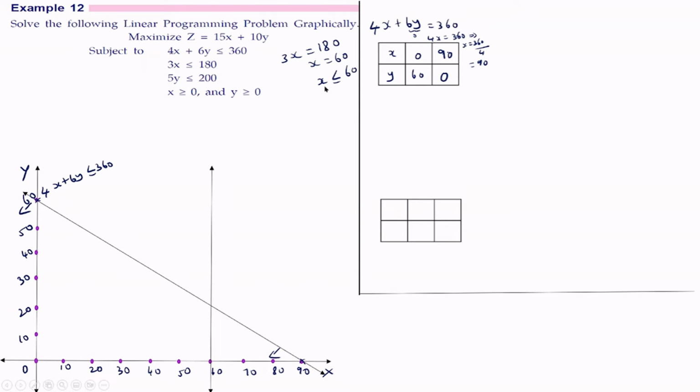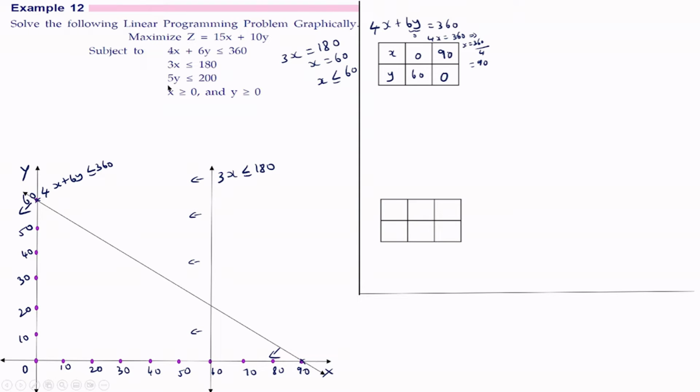We need the region corresponding to x less than or equal to 60. Again, if we substitute the origin, x as 0, 0 is less than or equal to 60. The meaning is that the origin lies in this inequality. So this is the line corresponding to 3x less than or equal to 180, and the region is this part.